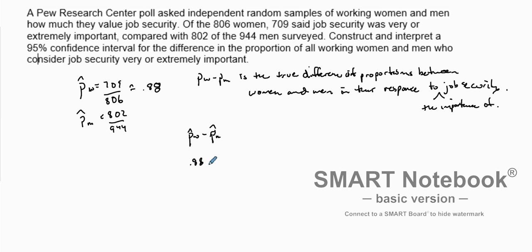And then we're going to figure out the same thing over here. We're going to take 802 divided by 944. And what we have right here is 0.849. Actually, that's going to be 0.85. And we have that as well, like so.